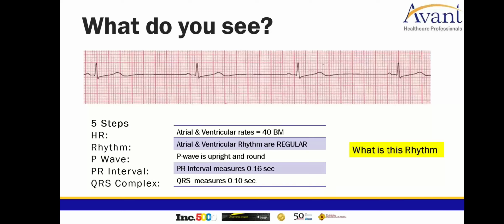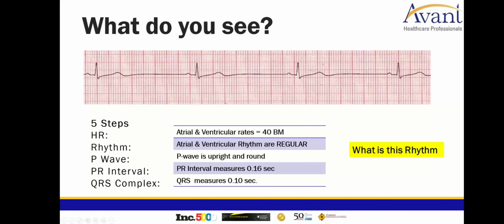So we have an atrial and ventricular rate of 40 beats per minute. We counted the P's, we counted the R's. The atrial rhythm and ventricular rhythm appear regular. The P waves are upright and round. The PR intervals are constant and they measure about 0.16 seconds, and our QRS measures 0.10 seconds or so. So everything looks pretty normal with the exception of the rate.